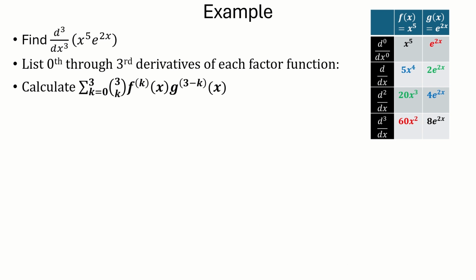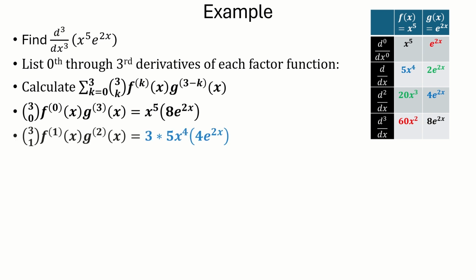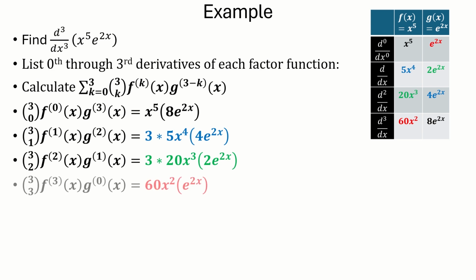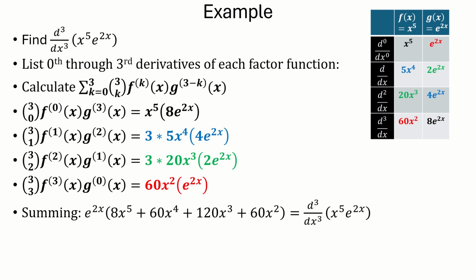The summand corresponding to k equals 0 will be this. And here is the summand corresponding to k equals 1 in blue. And in green is shown the summand corresponding to k equals 2. And finally in red is shown the summand corresponding to k equals 3. Adding up all of these summands, we get the following result for the third derivative of our product of functions.